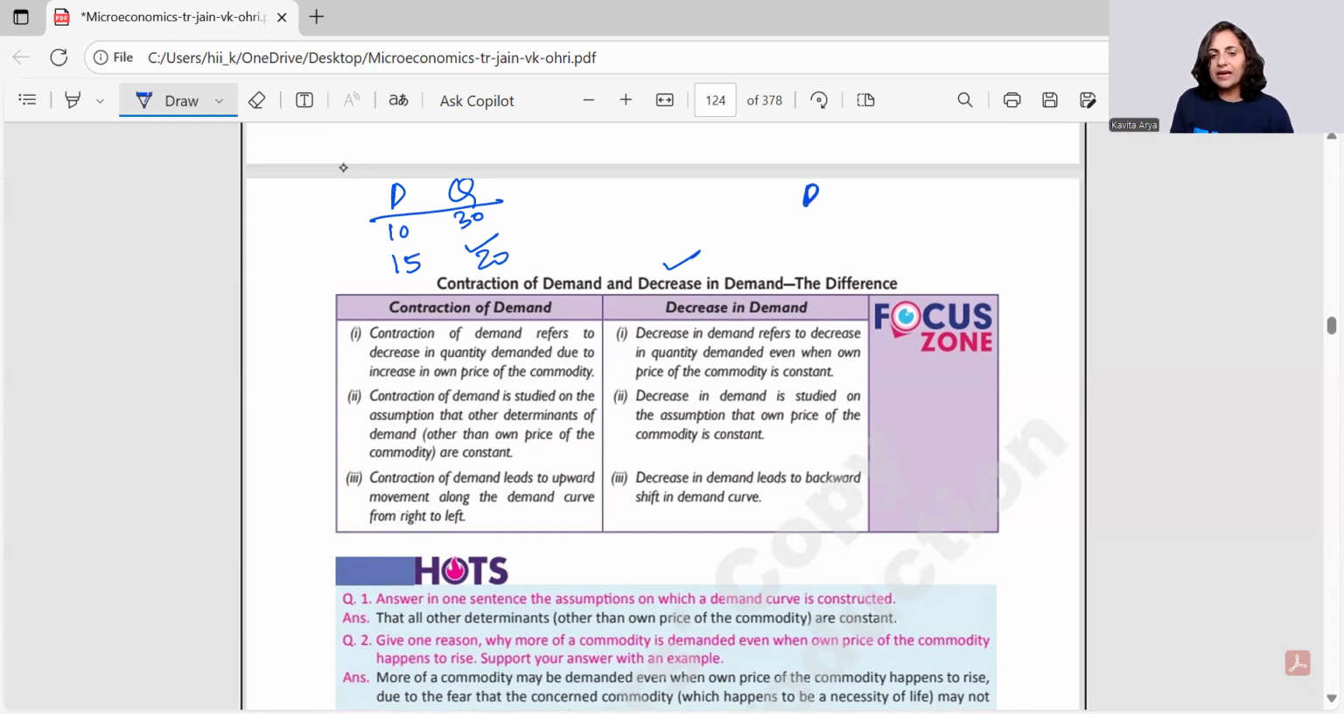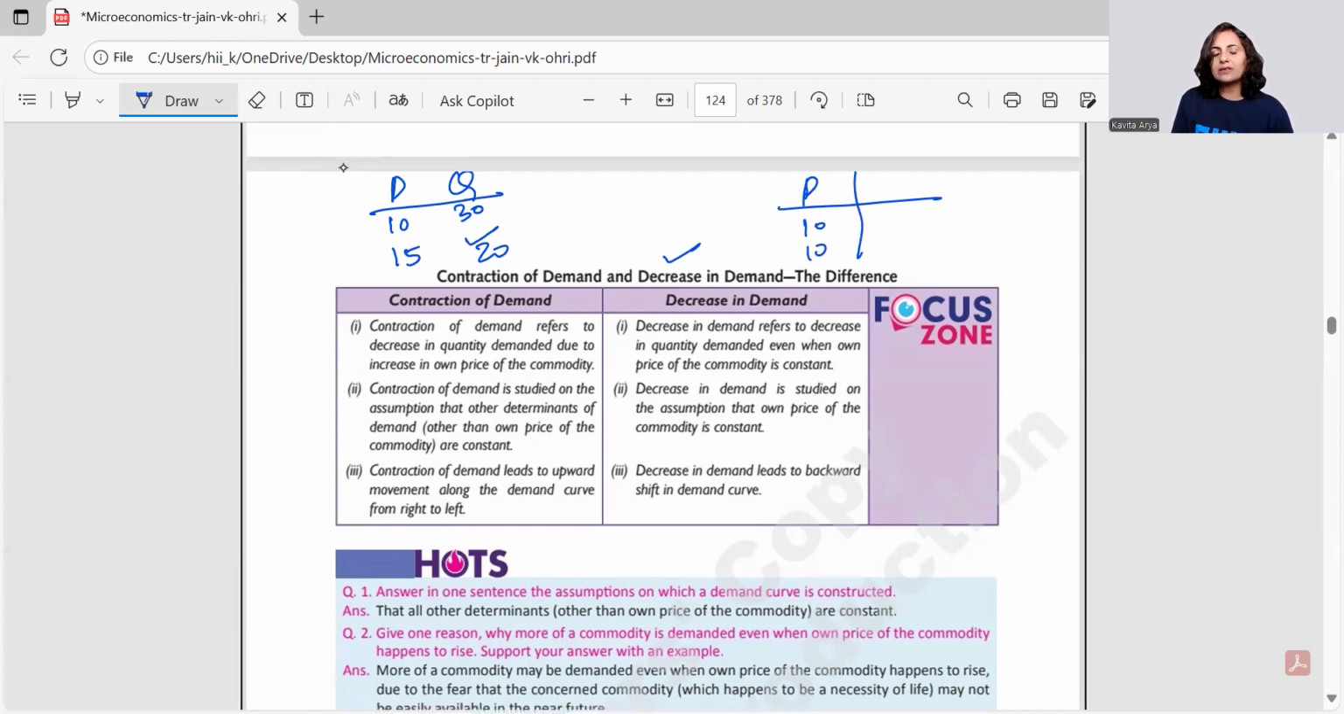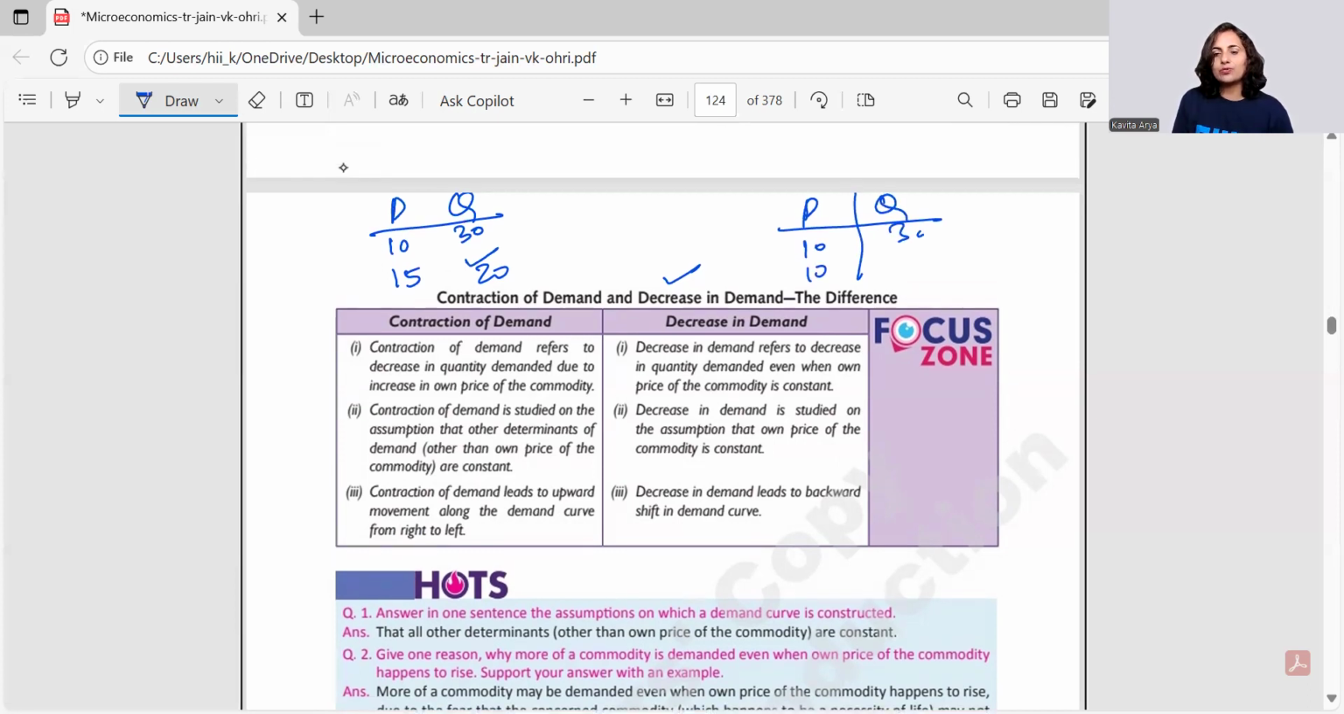But when the prices remain the same, 10 and 10, still the quantity is moving from 30 to 20. So this is the example of decrease. How do we show it diagrammatically? Price line remains this only. The first demand curve is this and the other demand curve is this because we have to show it decrease. So the quantity changes from this side to this side.